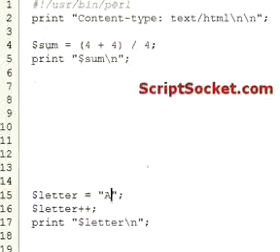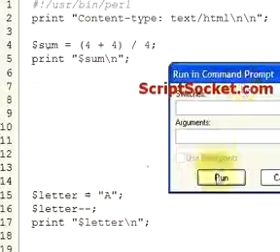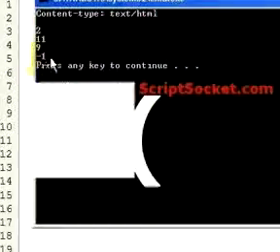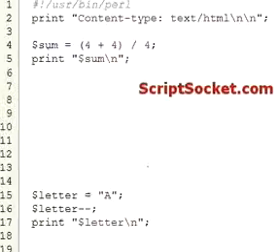Using the minus minus with letters doesn't seem to work. So we've got a result of -1, which is basically an error. It doesn't work, so just remember that. So that's how to auto increment numbers and letters.